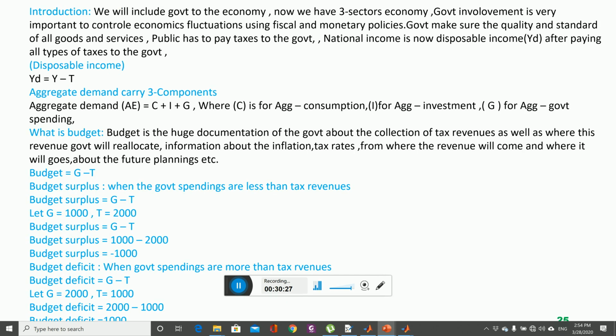Government has to finance this deficit, taking loan from the other nations, countries, or you can say taking loan from the IMF, International Monetary Fund, or taking loan from the World Bank. But in the deficit case, government will finance taking loan, and the government has to pay back with interest. So it means this is not a good position of the economy when the budget is in deficit, when the revenue is less and government spending is more.